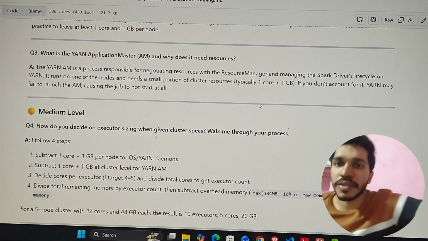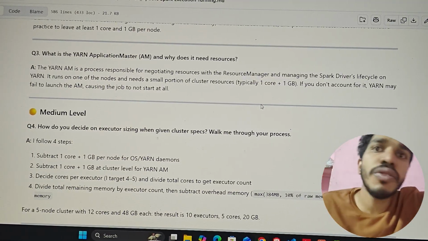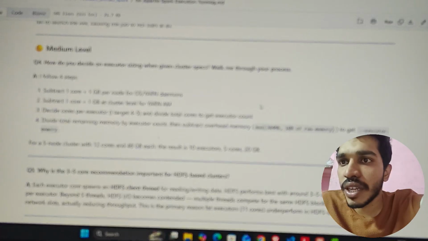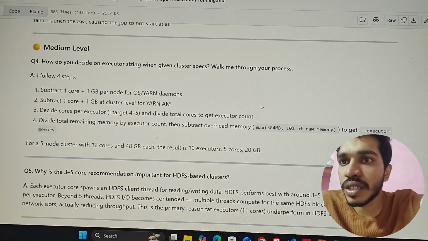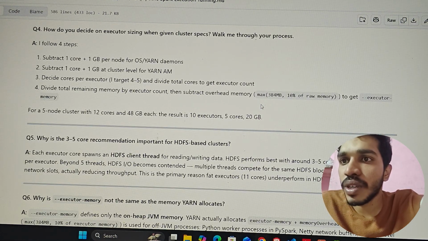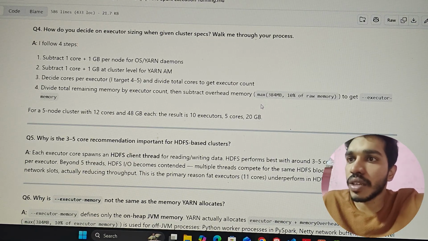Next question is, how do you decide executor size when given cluster specs? Walk me through the process. There are 4 steps. One, subtract 1 core plus 1 GB per node for the OS. Then subtract 1 core plus 1 GB at cluster level for the YARN AM.